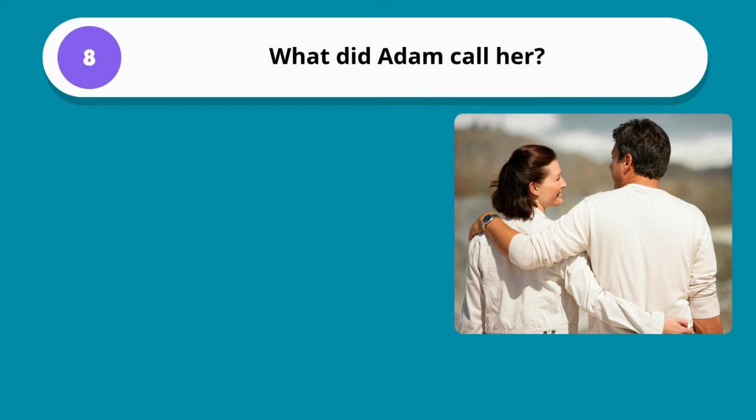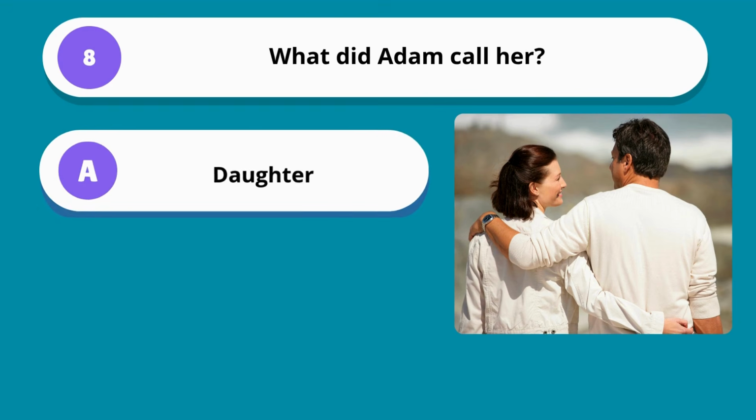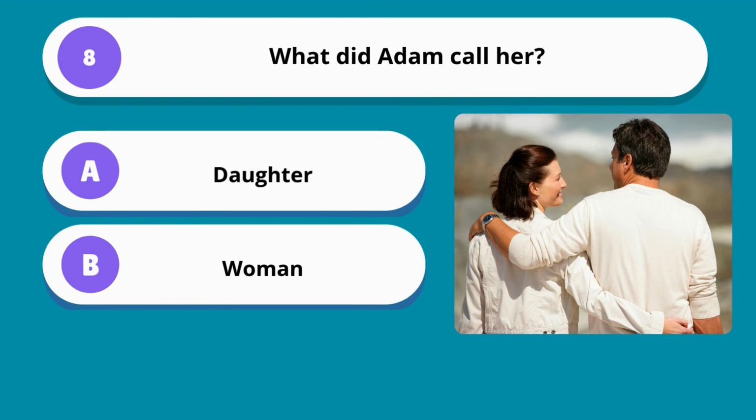Question 8. What did Adam call her? A. Daughter. B. Woman. C. Helper.